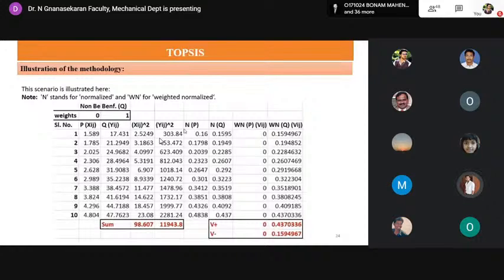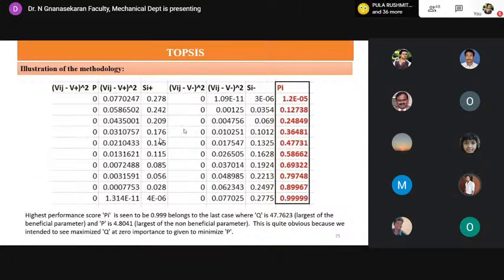And then we can calculate V plus and V minus according to the algorithm proposed in TOPSIS. Now, when we do like this, we are going to calculate the ideal best solution and ideal worst solution, and then we are going to calculate Si plus and Si minus. They are the Euclidean distances based on the ideal best solution and ideal worst solution. Eventually, we want to report this in terms of a performance chart. That is the performance parameter. Pi denotes the performance score. Looking at the final column, Pi is nothing but Si minus divided by Si plus plus Si minus.